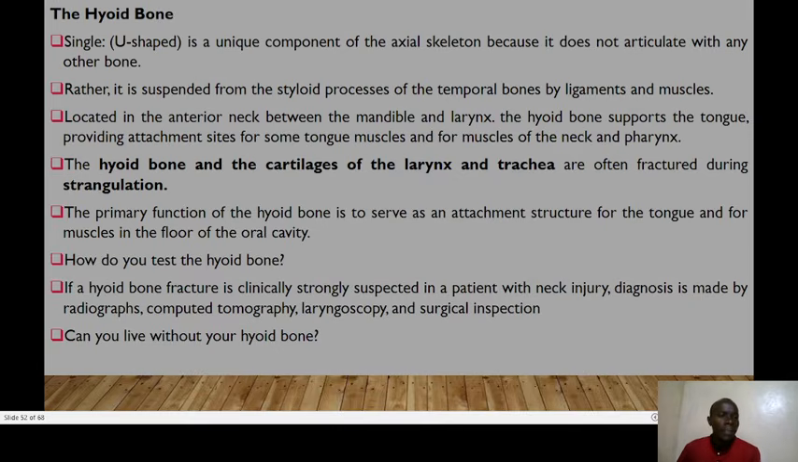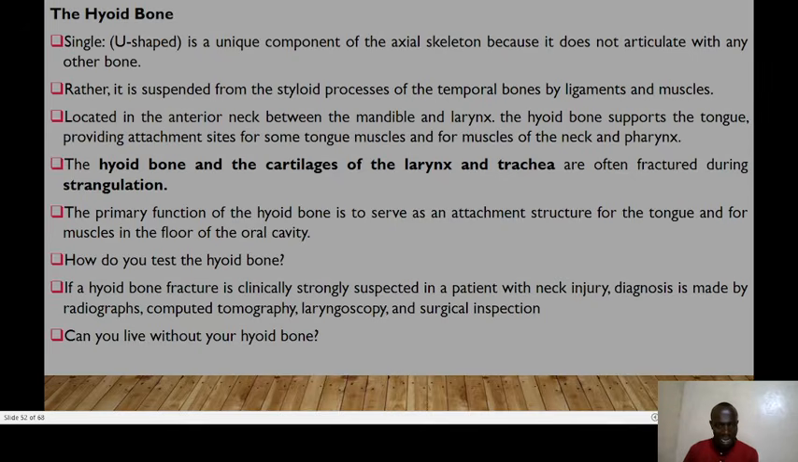The next component of the axial skeleton, okay, is the hyoid bone. And it is single, U-shaped, and is a unique component of the axial skeleton because it does not articulate with any other bone. Rather, it's suspended from the styloid process of the temporal bones by the ligaments and muscles. It's located in the anterior neck between the mandible and the larynx. The hyoid bone supports the tongue and provides attachment site for some tongue muscles and for some muscles of the neck and pharynx.